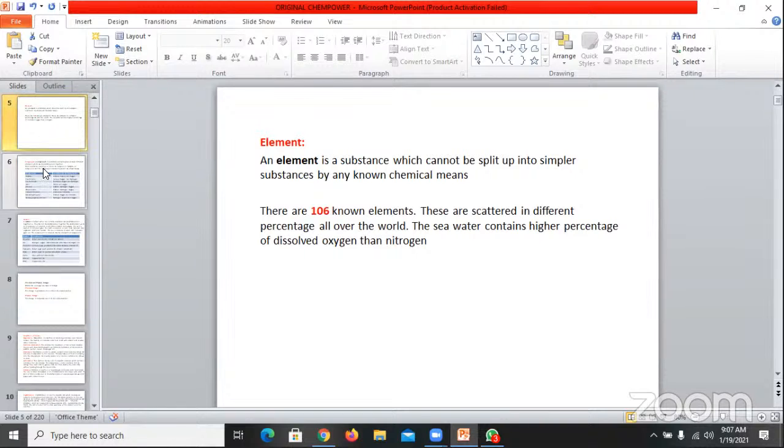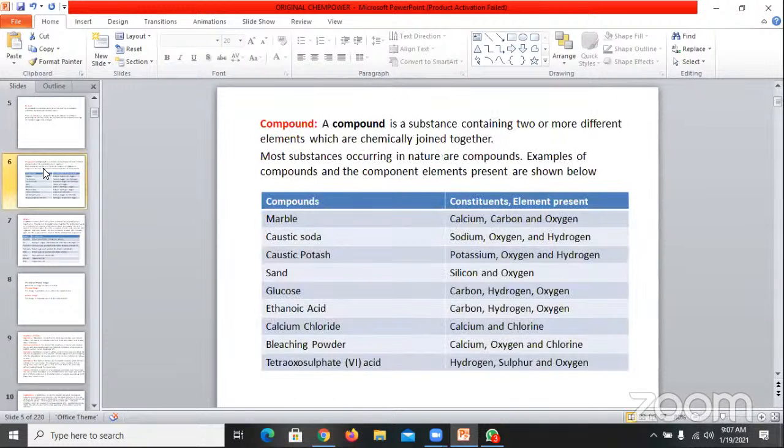And after looking at elements, it's important we look at compounds. So when you have these elements that cannot be broken up into simpler parts, when they are joined together in any chemical form, we have what we call a compound. So we say that a compound is a substance containing two or more different elements which are chemically joined together.